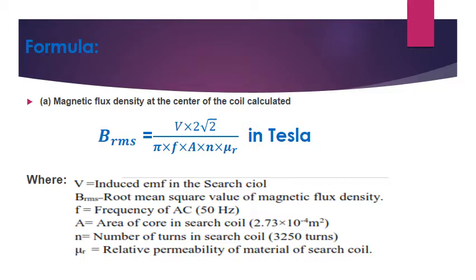F is the frequency of the AC source, that is 50 Hz, and A is the area of the core in the search coil. It is a given value, equal to 2.73 × 10^-4 m². N is the number of turns in the search coil, which is about 3,250 turns, and μ_R is the relative permeability of the material of the coil. This is the first formula we use to determine the magnetic flux density at the center of the axis of the search coil.